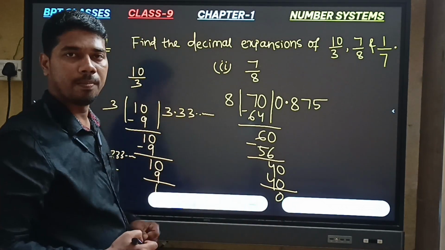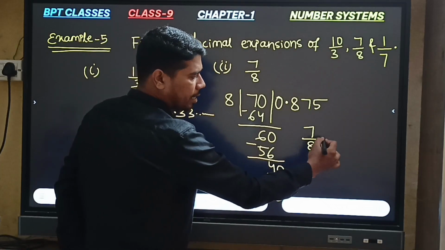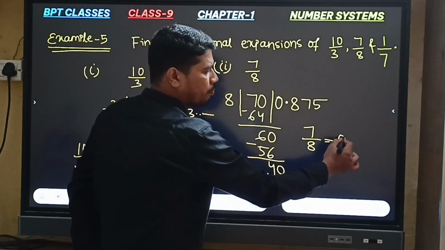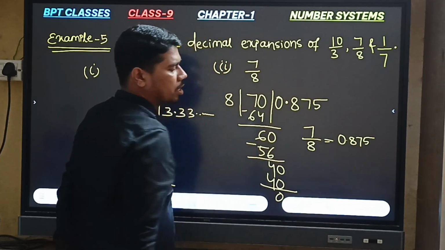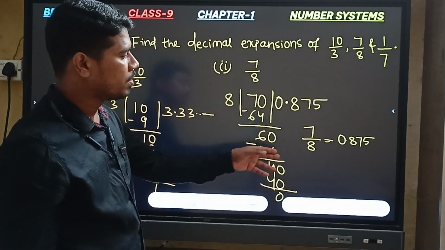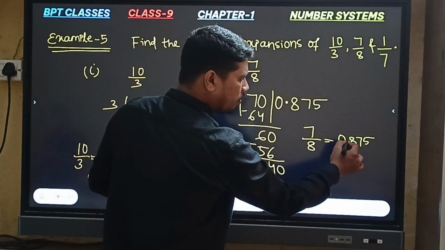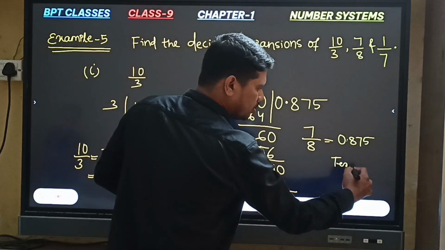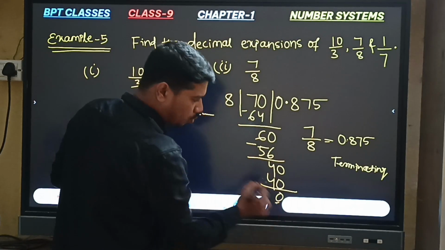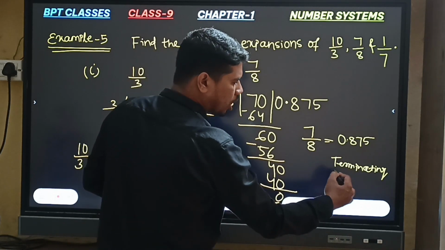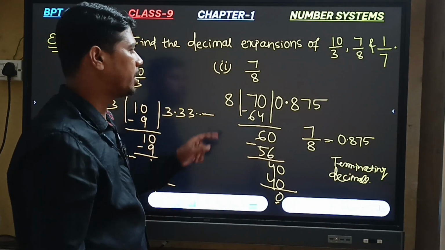Now the remainder becomes 0. The remainder becoming 0 means we can write 7 by 8 in decimal form as 0.875. You know that one? That is a terminating decimal. Actually, this is known as a terminating decimal, because here the remainder becomes 0. So these are known as terminating decimals. The second one, 7 by 8, is completed.